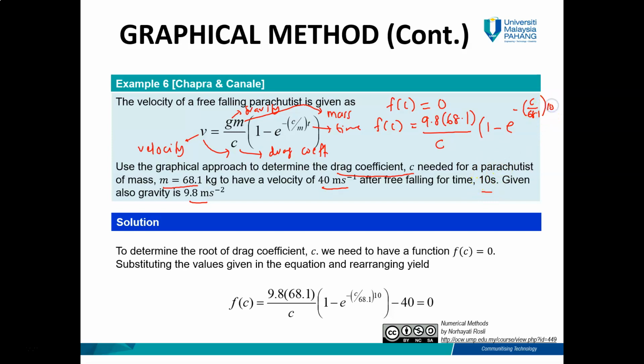Means that times 10, and then this one will be minus V, but V here is velocity, which is given by 40 meters per second, so minus 40. That's why, class, you will have this equation. Okay, to determine the root of the drag coefficient C, we need to solve this function of C equal to 0. How to solve this? The question asks you to use a graphical approach.